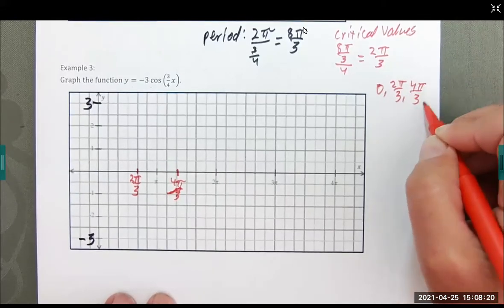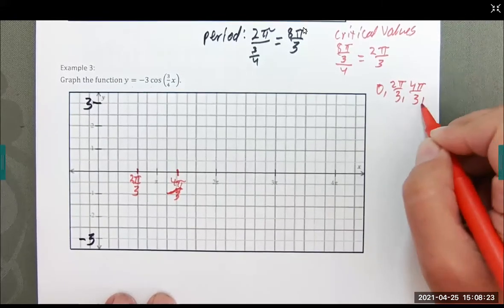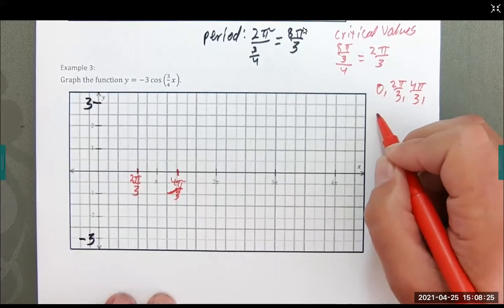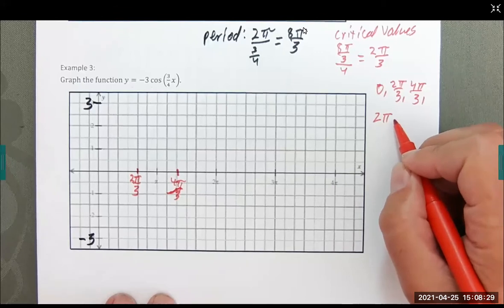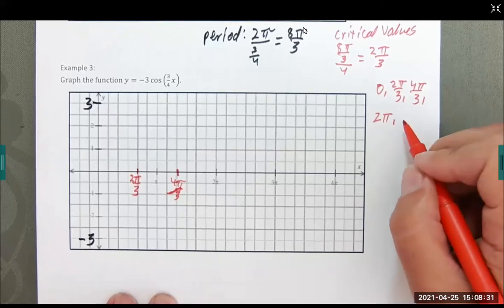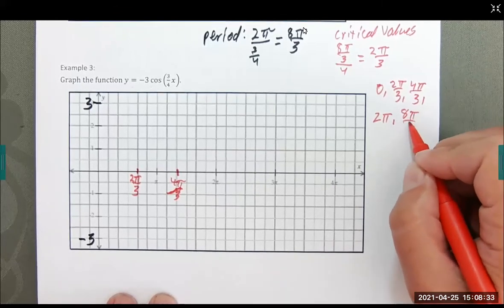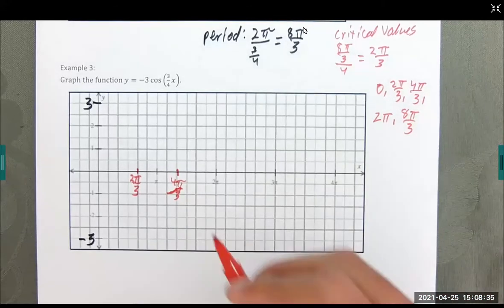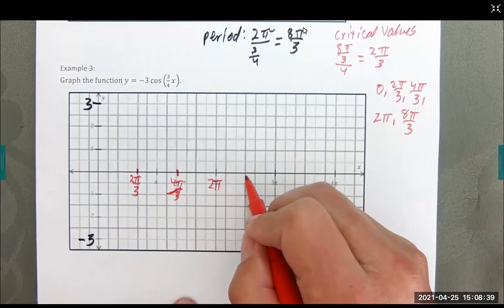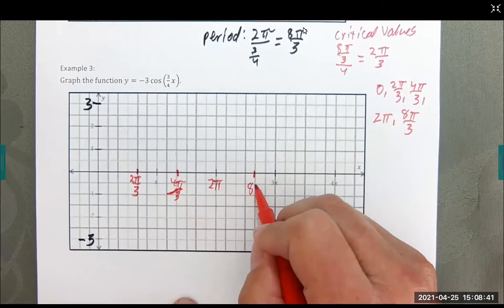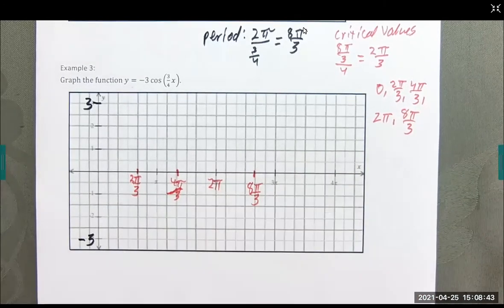Now next up is going to be 6 pi over 3. However, 6 pi over 3 is just 2 pi. And then 8 pi over 3. So 2 pi is my next one. And then 1, 2, 3, 4. Here is my 8 pi over 3.